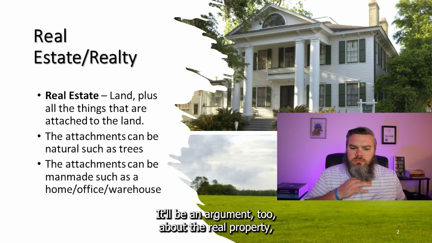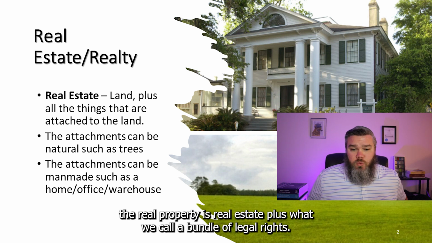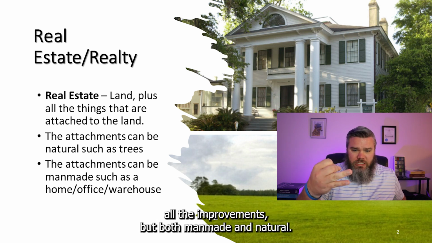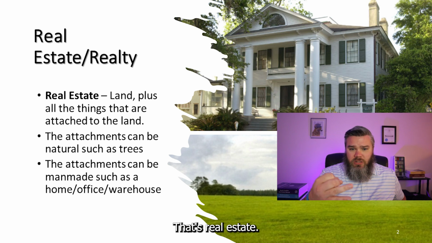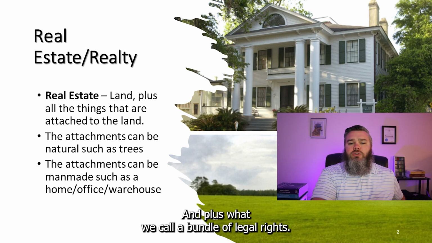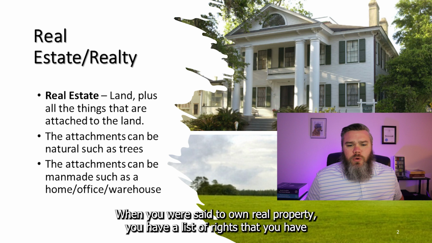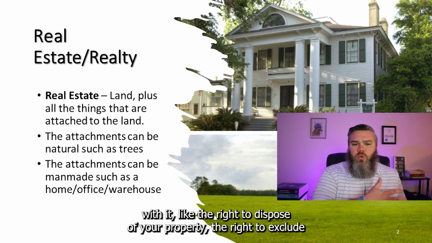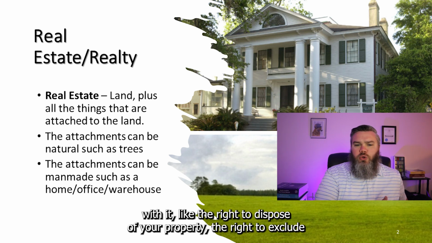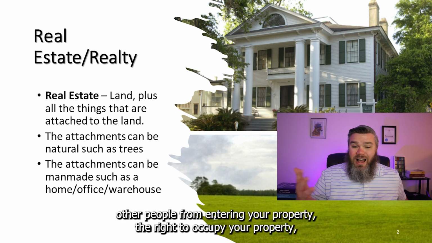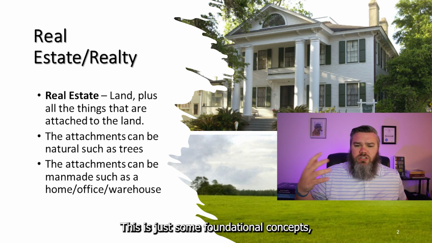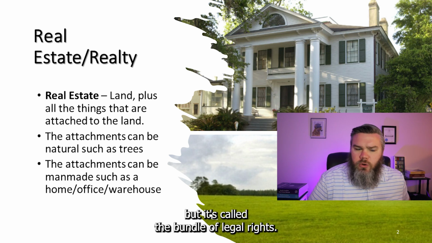What did you say about real property? Real property is real estate plus what we call a bundle of legal rights. So real estate is the land, everything above and below, and all the improvements, both man-made and natural. And then real property adds in a bundle of legal rights. When you are said to own real property, you have a list of rights that come with it, like the right to dispose of your property, the right to exclude other people from entering your property, the right to occupy your property, things of that nature. We're going to talk about that more later. This is just some foundational concepts, but it's called the bundle of legal rights.